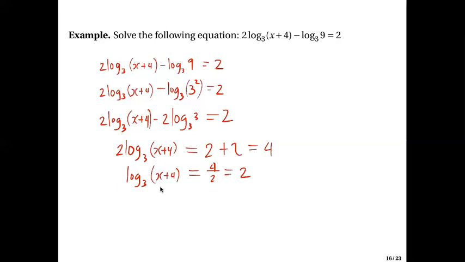And then we use now the definition of logarithm. We now have x plus 4. This is 3 to the power 2. And 3 to the power 2, that's again 9. And therefore, x is equal to 9 minus 4. And this is equal to 5. Okay? And this is your final answer.